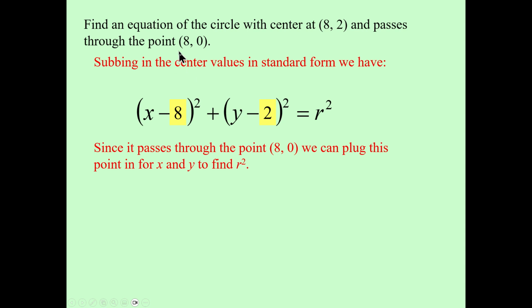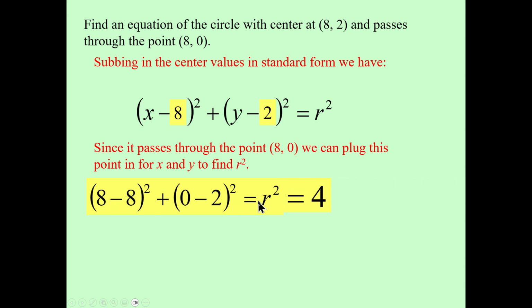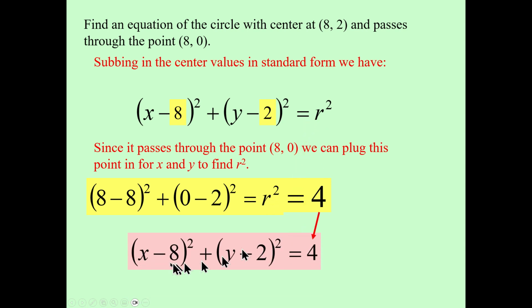So it goes to a particular point, 8, 0. So we can plug in. You can plug in this point for x and y and find r squared. We plug in here, and we solve it for r squared, which is 4. So we know what r squared is now. And that's the equation.